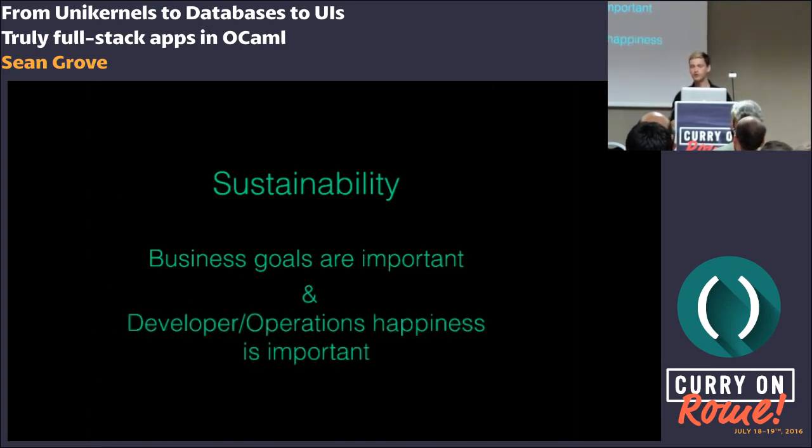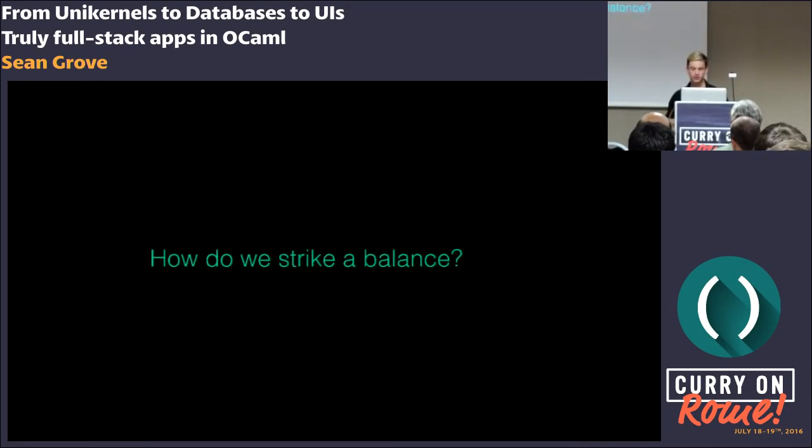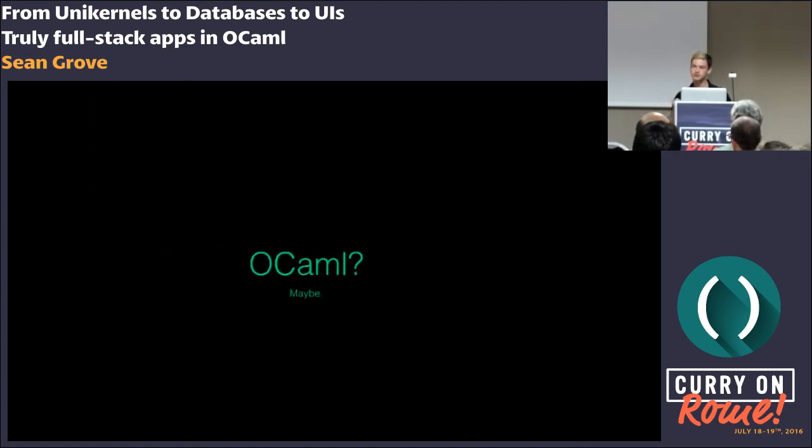But on the other hand, developer happiness and operation happiness is very important as well, right? We've all been in a code base, generally speaking, that we are not very happy about, and it is a struggle. You can hear the timer ticking down for how long you're going to be at that job until you get into a better code base. So I try to figure out, what's the balance? How do we strike a balance? I think OCaml might fit an interesting spot in the space.